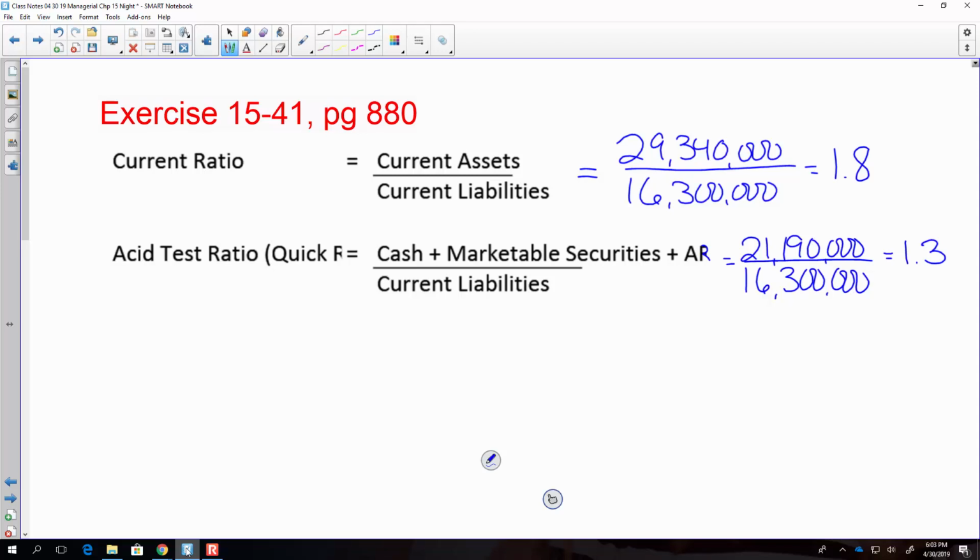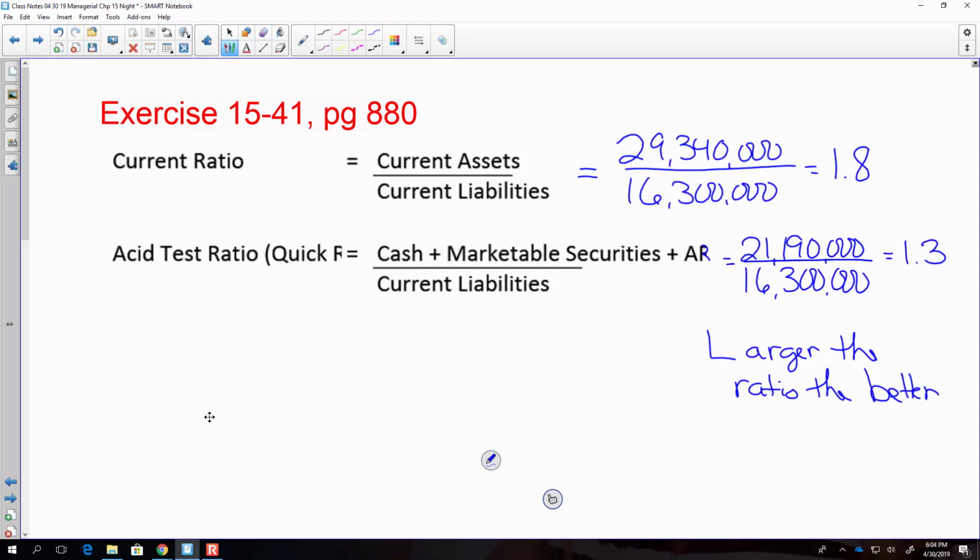It'd be nice to compare it to another year or another month. You can do these monthly really easy, right? And show a trend, if it's going up or going down. Here, just as a reminder, the larger the ratio, the better. But not too large.